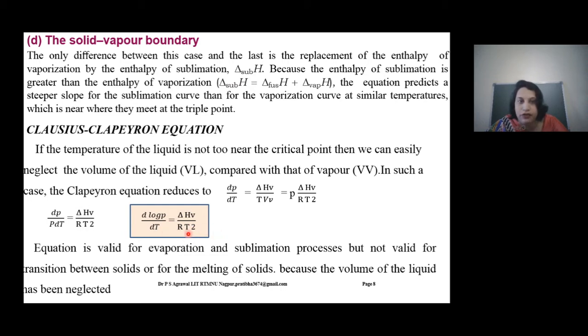It is an approximate equation because, while deriving it, the volume of the liquid has been neglected, so ideal behavior of the vapor is taken into account. However, this equation has the advantage of simplicity. In the calculation of dP by dT, it is necessary to know the volume of the liquid and the vapor, so just for simplicity we are using this Clausius-Clapeyron equation. But again, this equation is valid for evaporation and sublimation processes only, where the volume of one phase can be neglected.